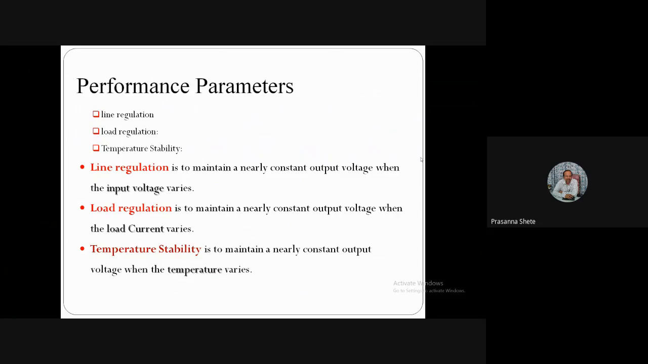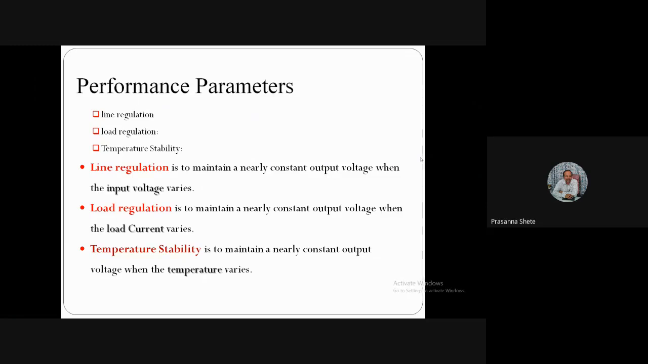Now let us come to the performance parameters of a voltage regulator. As we have seen the definition of voltage regulator, the output voltage maintaining constant irrespective of change in input voltage V in, load current IL, and temperature. So based on V in, load current IL, and temperature, the performance of a particular DC voltage regulator is based on the first performance parameter, which is line regulation. That means output voltage maintaining constant when input voltage varies, keeping other two parameters like IL and temperature constant.